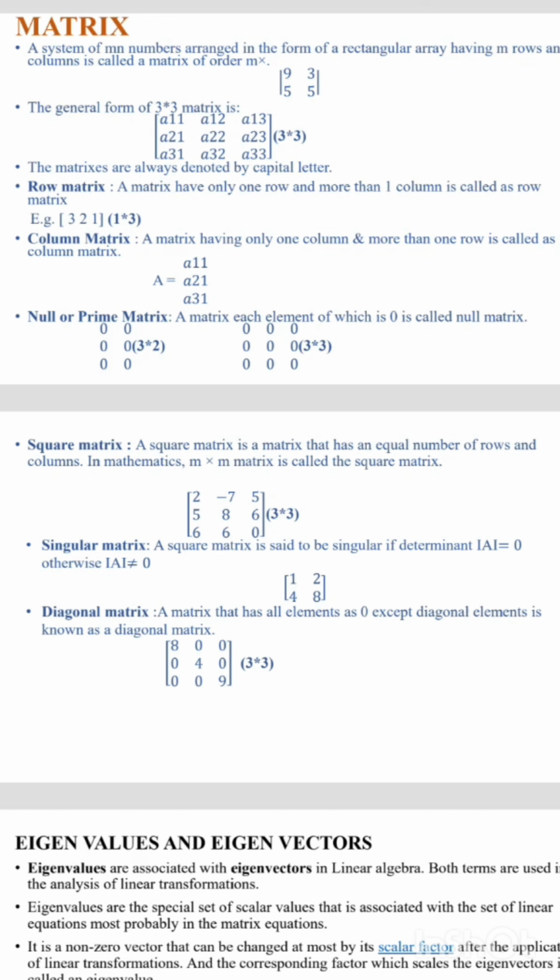Singular matrix. A square matrix is said to be singular if determinant of A is equal to 0, otherwise determinant of A is not equal to 0. Example: row 1 4, row 2 2 8. Diagonal matrix. A matrix that has all elements as 0 except the diagonal elements is known as a diagonal matrix. Row 1 8 0 0, row 2 0 4 0, row 3 0 0 4, 3 into 3.